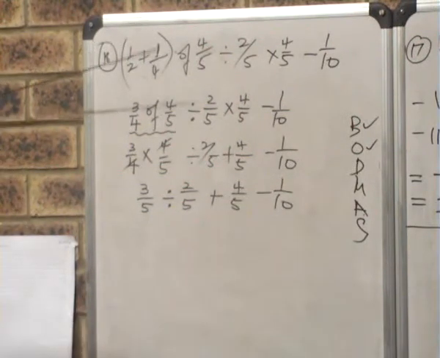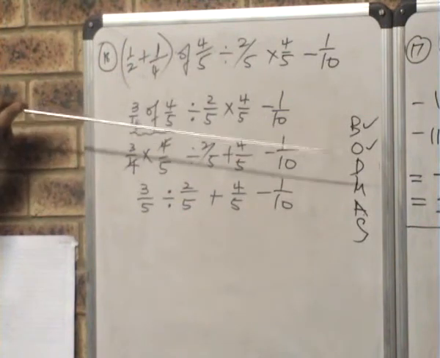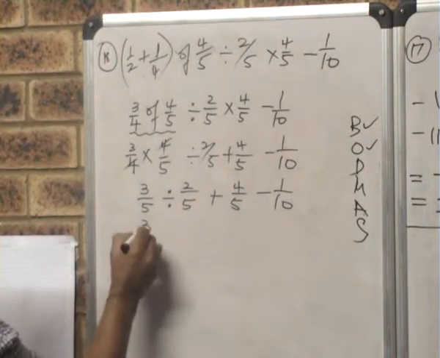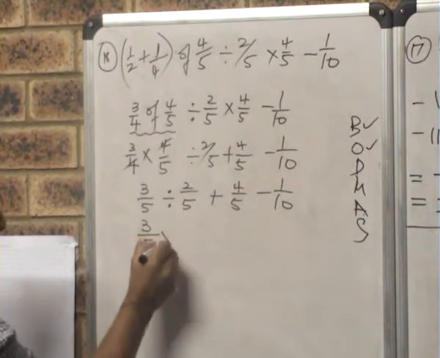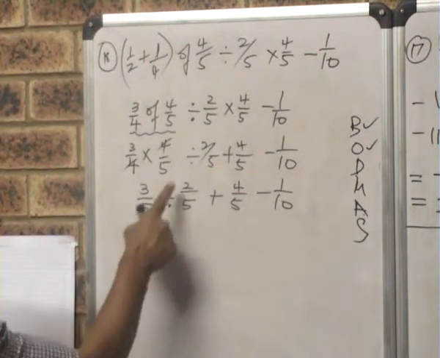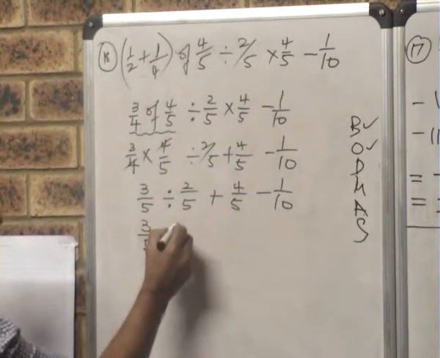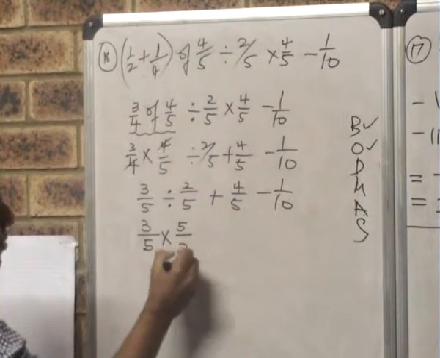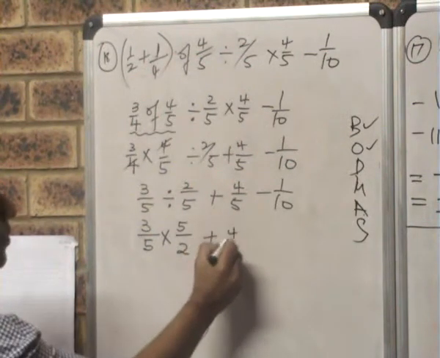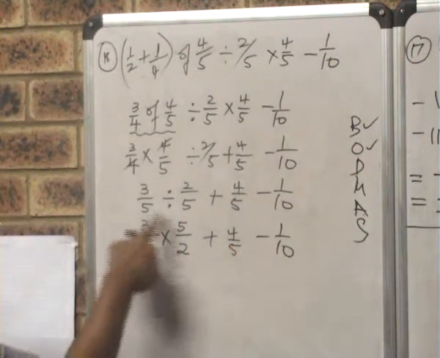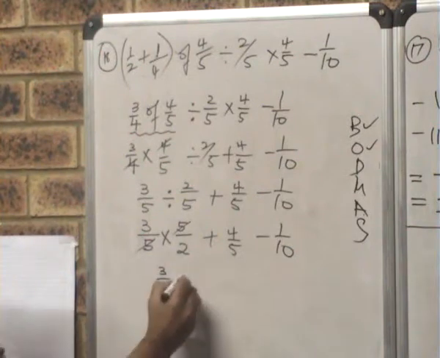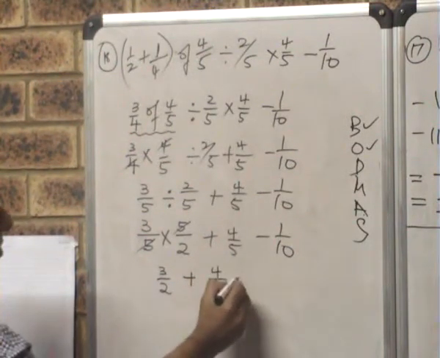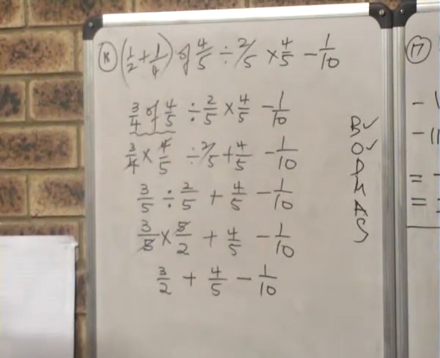Now look at BODMAS again. We finished with the brackets, we finished with the of, there is a division. So we have to do the division. Now you must know your rules of fractions. The first number remains the same, 3 over 5. The division becomes multiplication. The 2 over 5 you invert it, you make it upside down, so it becomes 5 over 2 plus 4 over 5 minus 1 over 10. Now when you look here, the 5 cancels with the 5, so you're left with 3 over 2 plus 4 over 5 minus 1 over 10.